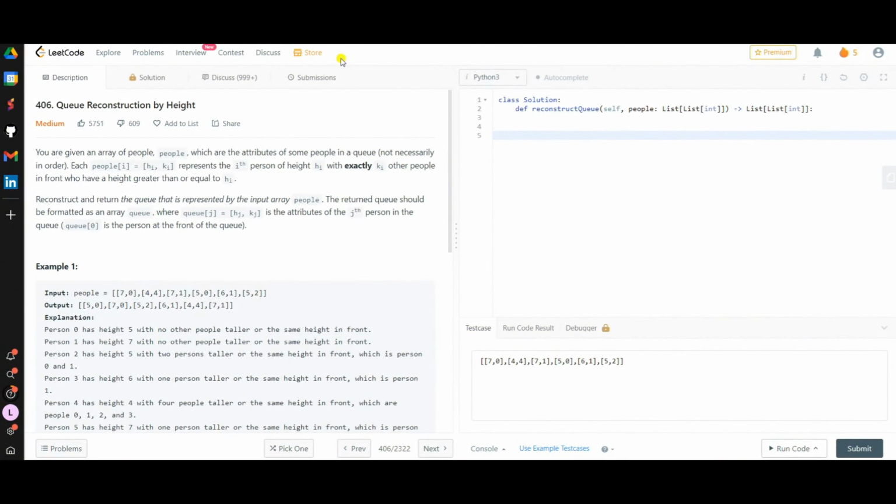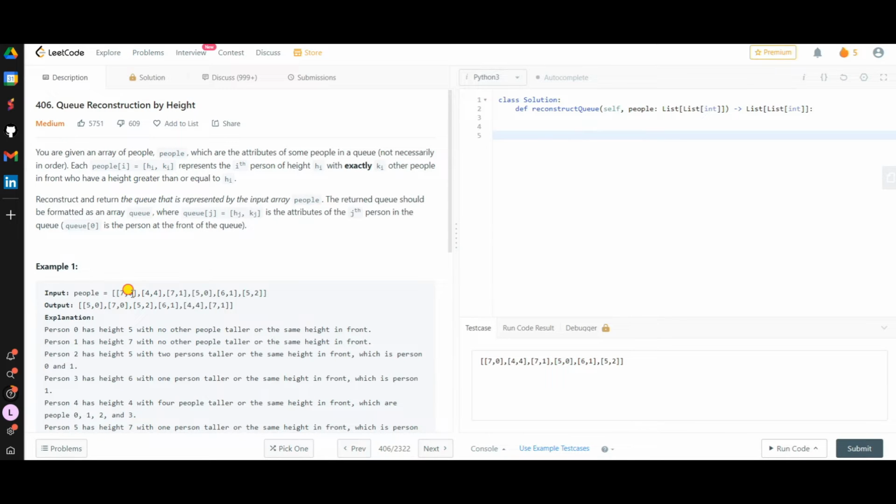So today's question is Queue Reconstruction by Height. Let's look at the problem statement. The problem statement is pretty simple. It says that you're given people with their height and the number of people who are taller than them or equal to their height, right?